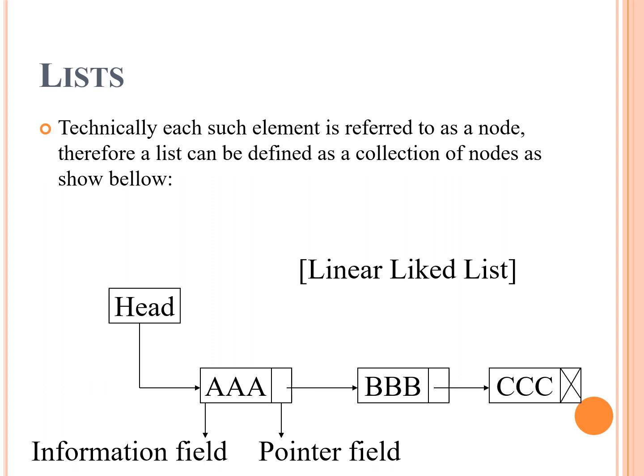Consider an example. In this, we have a linked list, that is AAA, BBB, CCC. Head contains the pointer to the first element, from where the linked list starts. AAA is the information field and the link part contains the address of the second node, that is the BBB node. The BBB node contains the pointer of the CCC node. The CCC node doesn't have any pointer because after the CCC node there is no other node in the linked list, as you see in the example.